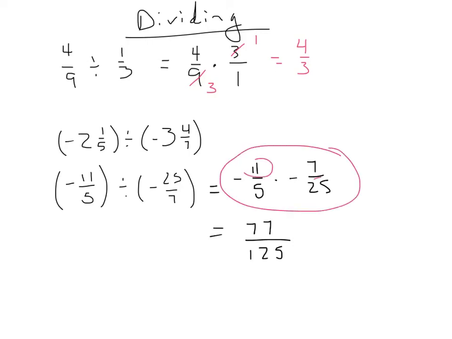And you'll notice in this case there was no pre-reducing to do. 11 and 25 have no factors in common, 7 and 5 have no factors in common, so we've got no pre-reducing we can do, which means there's no reducing we can do here, and this is our final answer.